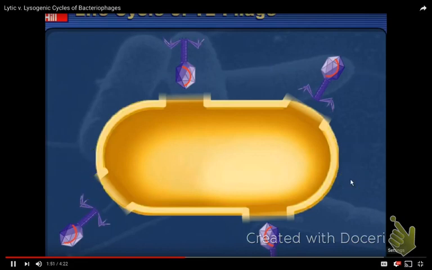And of course lytic means to lyse, or it means to cut or break open. So this results in the destruction of the bacteria, and that is basically the lytic cycle. So now we're going to go through the lysogenic cycle. So now this is the lysogenic cycle, and this differs in a couple ways, and I'll talk about them after.